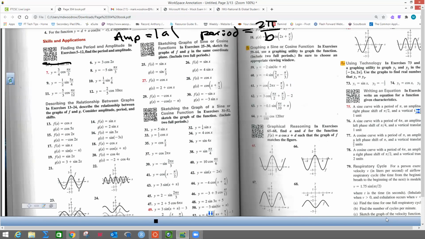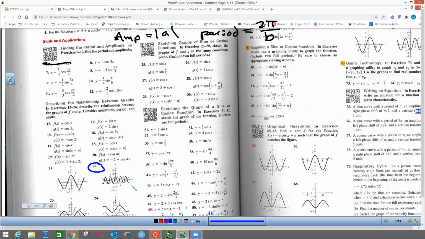Let's go back over here and look. Then you get down here and you're supposed to tell what changed in these graphs. We're going to do one of the ones from 13 through 20, and then we're going to do number 22. So you guys pick one of the ones from 13 through 20.